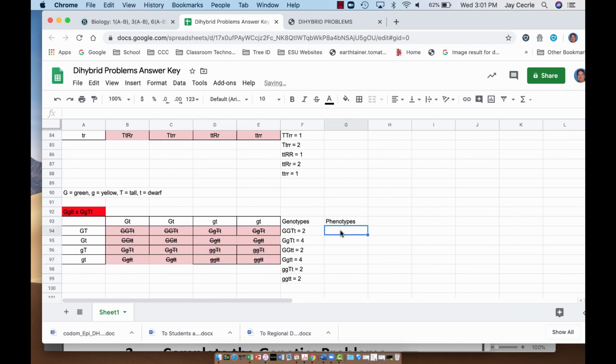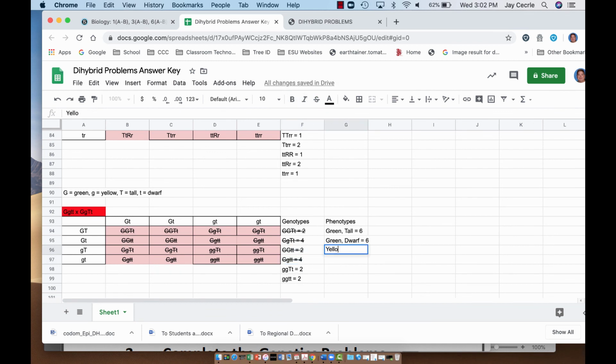Okay, so anything with a capital G is green, anything with a capital T is tall, so green, tall. There are 2 plus 4 is 6. And that's all that have that. So we're going to cross those 2 out. Next one is green and dwarf. Looks like we have 6 of those that fit that. There's at least one capital G and then the 2 lowercase t's.